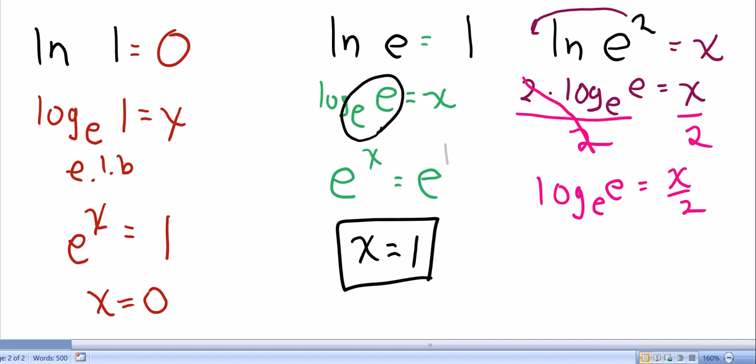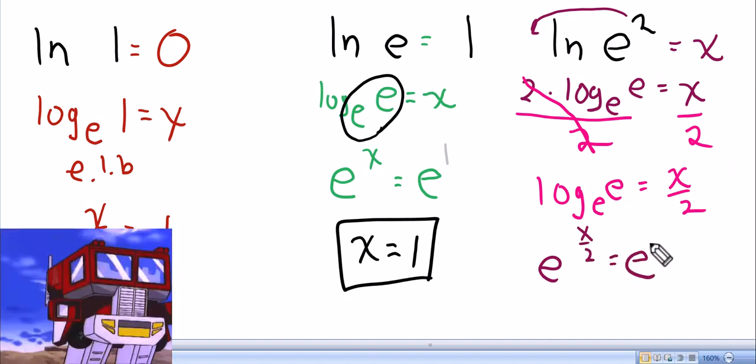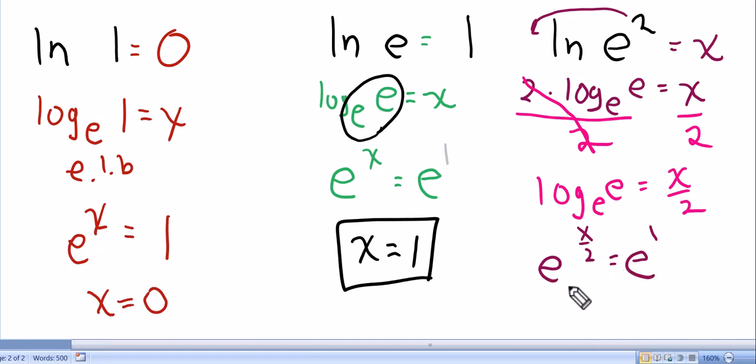And then we could do ELB. So if I do ELB, that's e to the x over 2 equals e. Well, it's e to the 1, right? So we have the same bases. So I can make this x over 2 equals 1. What number divided by 2 is 1? Well, 2 divided by 2 is 1. So x equals 2. So this answer would be 2.